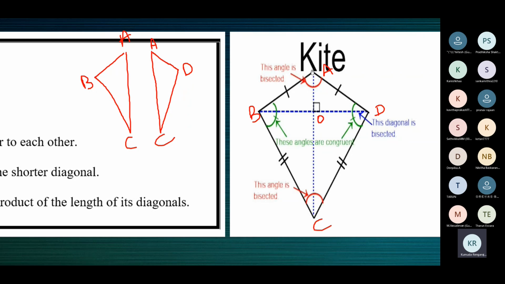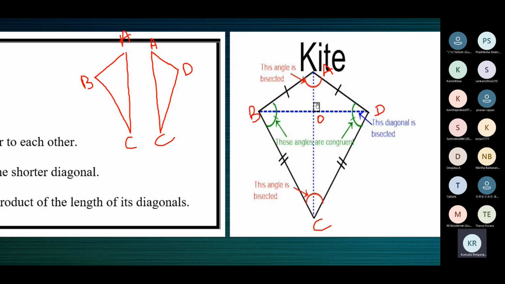Because we can prove that ABO is congruent to ADO. We proved this in the chapter on congruent triangles. ABO is congruent to ADO, so you get this angle equal to this angle. But they form a linear pair, and hence 90 degrees here.